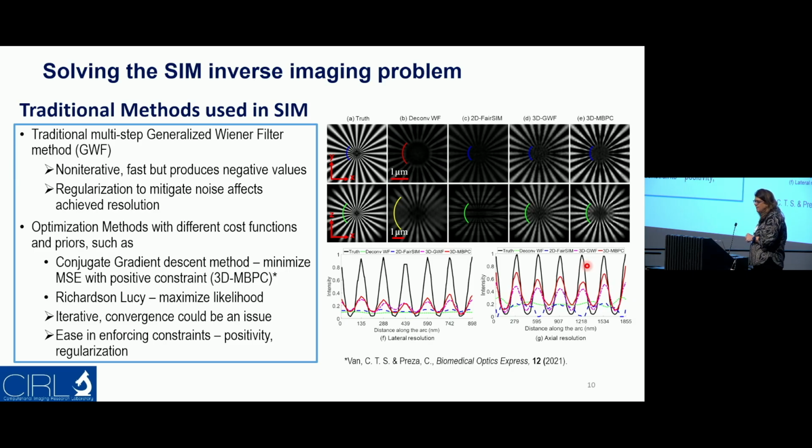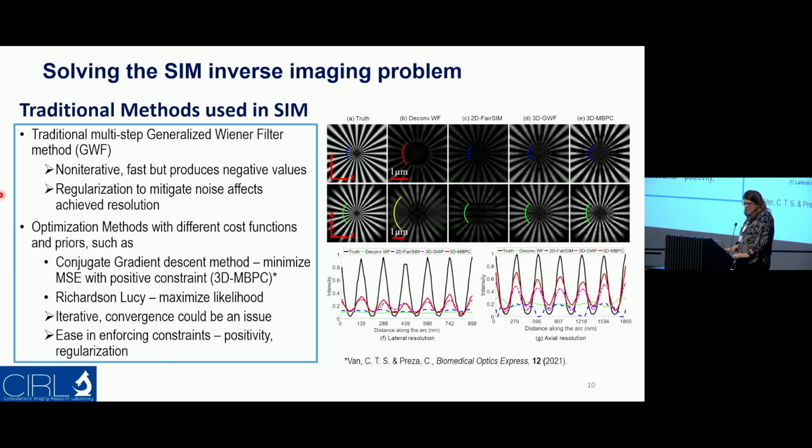So I want to talk a little bit about solving the SIM inverse imaging problem. I mentioned the original algorithm that was termed the generalized Wiener filter method, that has multiple steps and involves a filtering for deconvolution. So obviously it's non-iterative and it's fast, but it produces negative values, and it provides some regularization, but it's just like the Wiener filter, so it's not very robust. It does mitigate noise, but you do sacrifice the achieved resolution, which is what you're trying to get with structural illumination.